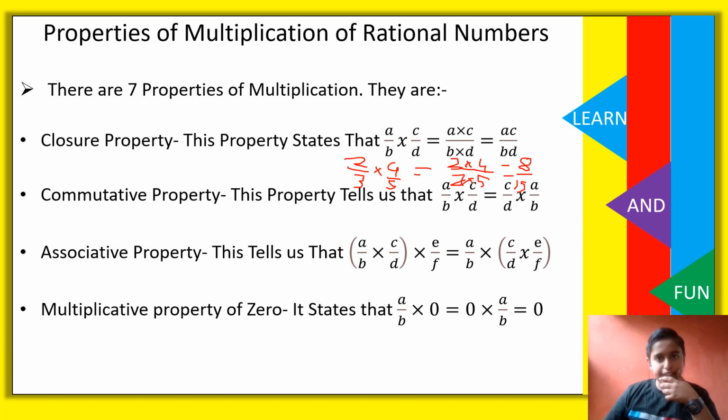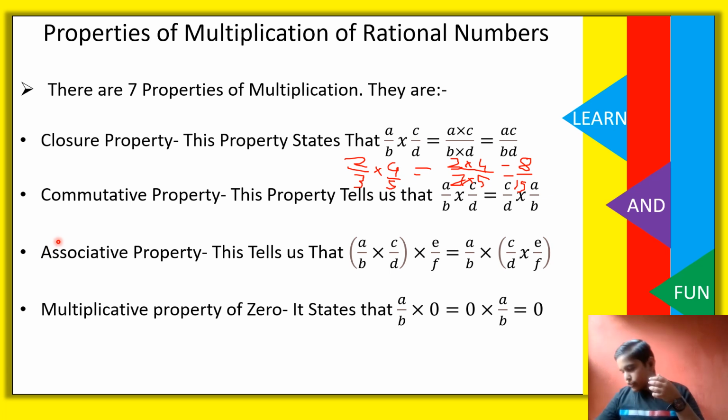So 2 fours are 8, which is equal to the 8 given here. And 3 into 5 is 15, which is equal to the 15. So this is what this property states. So this property is correct.